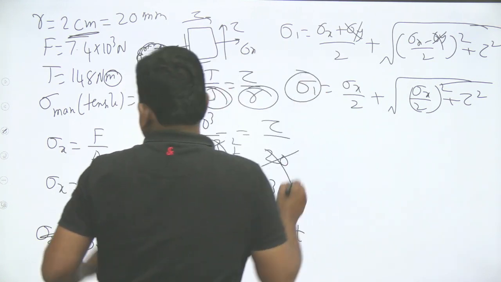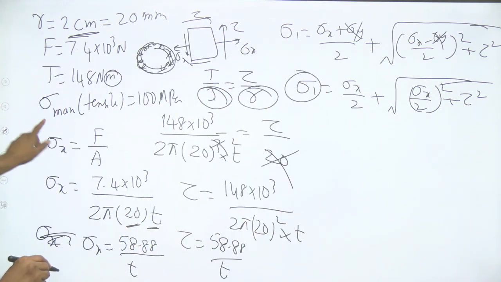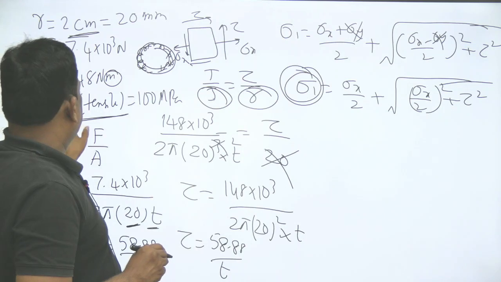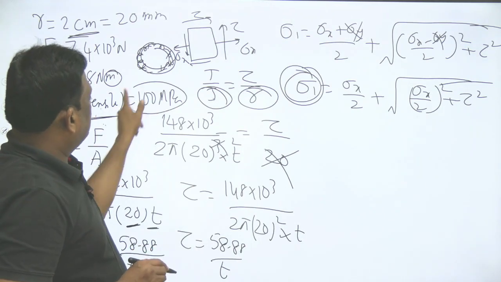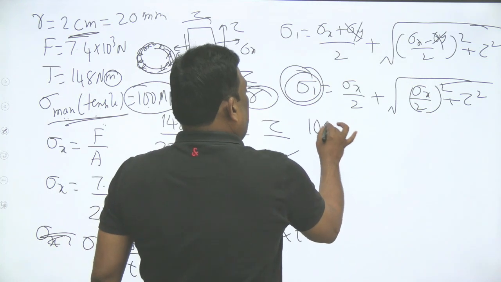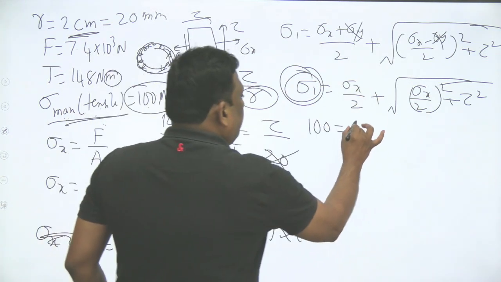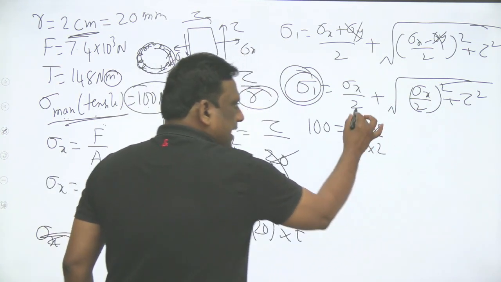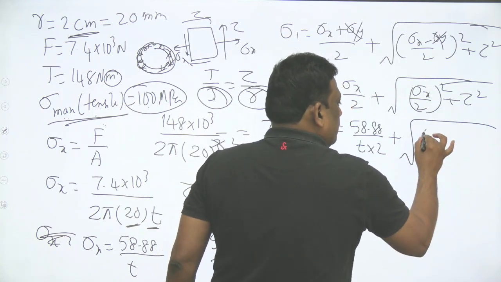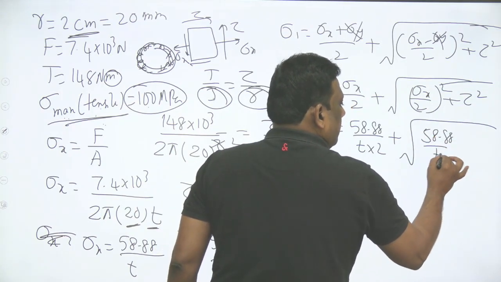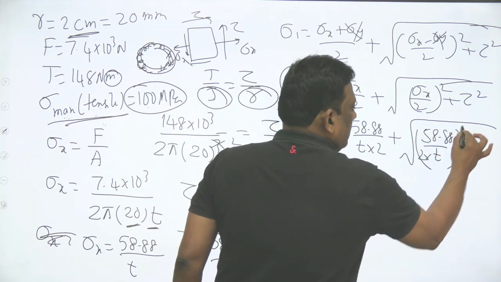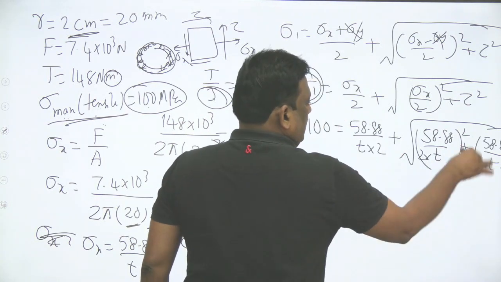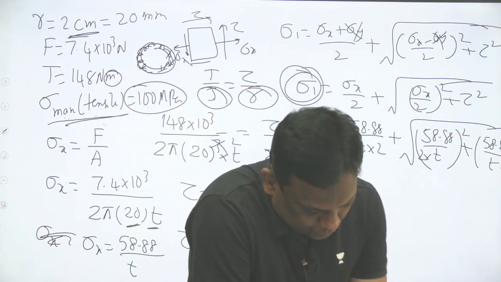Under uniaxial loading, the maximum tensile stress sigma 1 is already given, and it is 100 megapascal. What is sigma x? It is 58.88 by t. So sigma 1 is sigma x by 2, that is 58.88 by t divided by 2, plus under root of 58.88 by 2t whole square, plus tau square, that is 58.88 by t whole square. Everything is known except t.